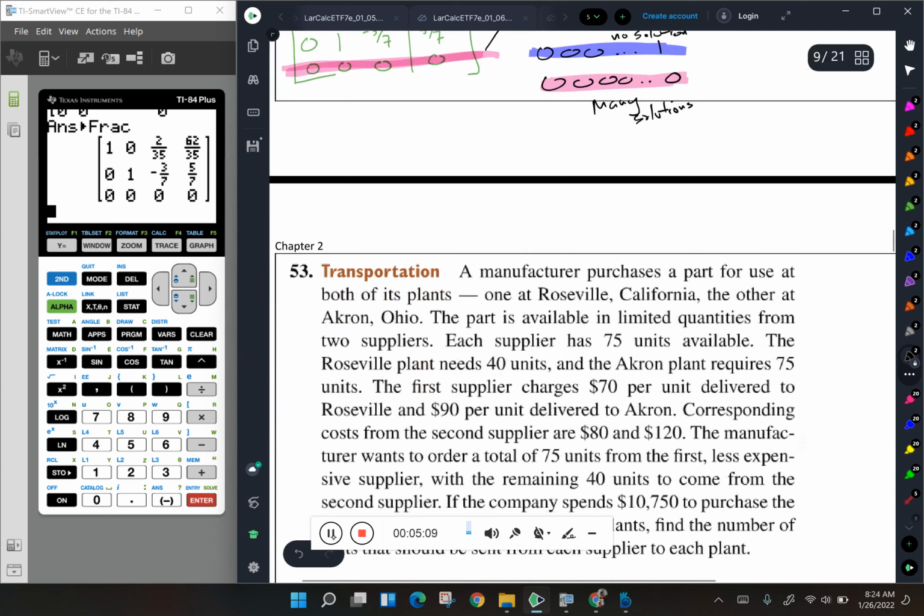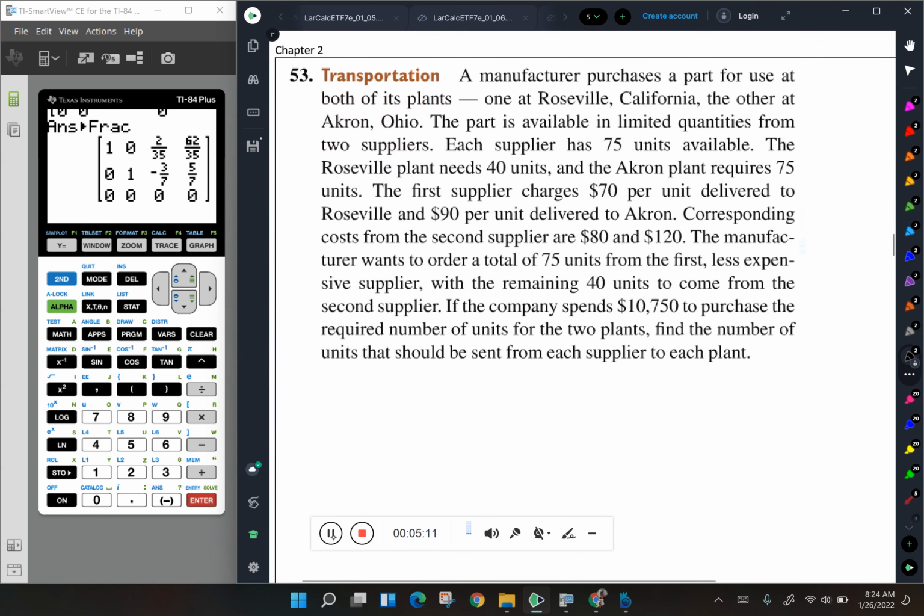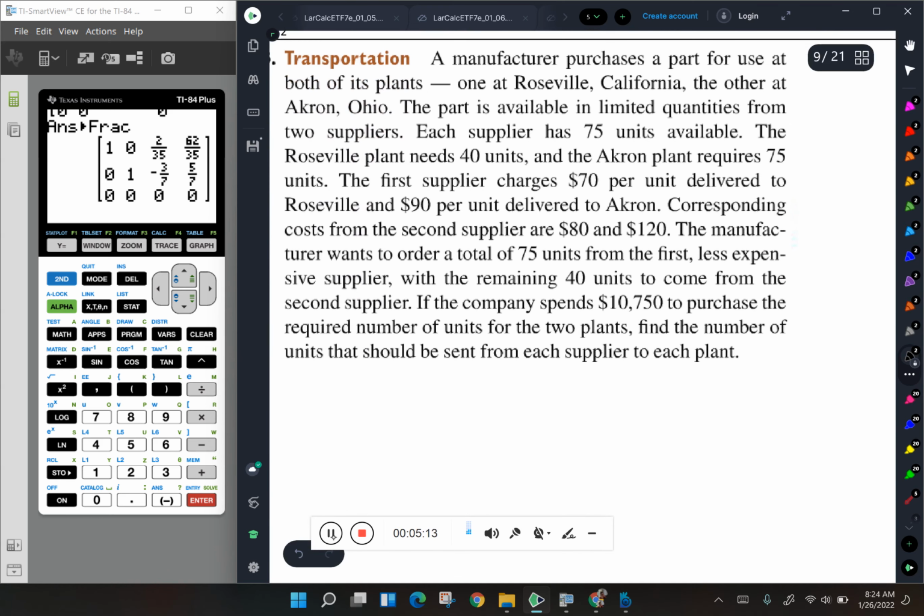Okay. All right, let's try another example here. Looks like it's going to be a word problem, so we'll have to read it, write equations, encode the equations, have the calculator run the solution for us, and then interpret that solution. All right, let's see what we got here.